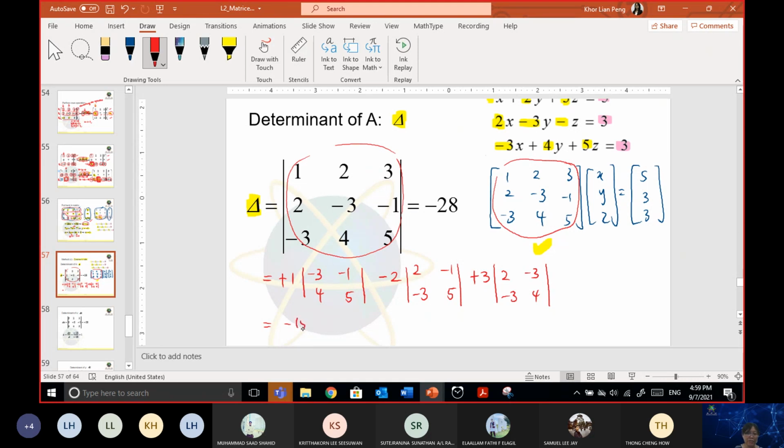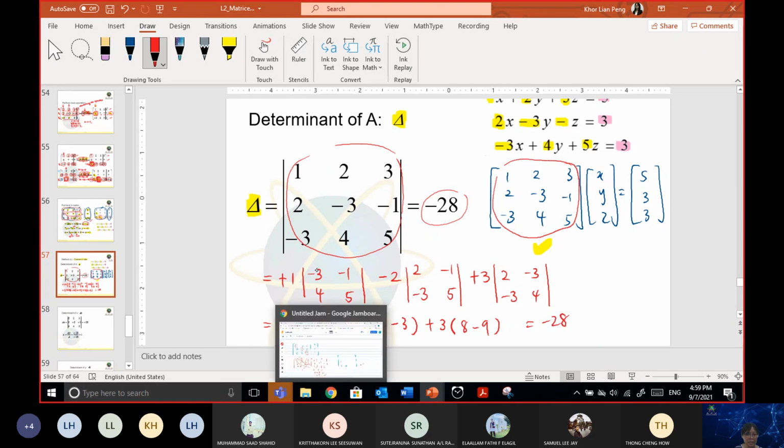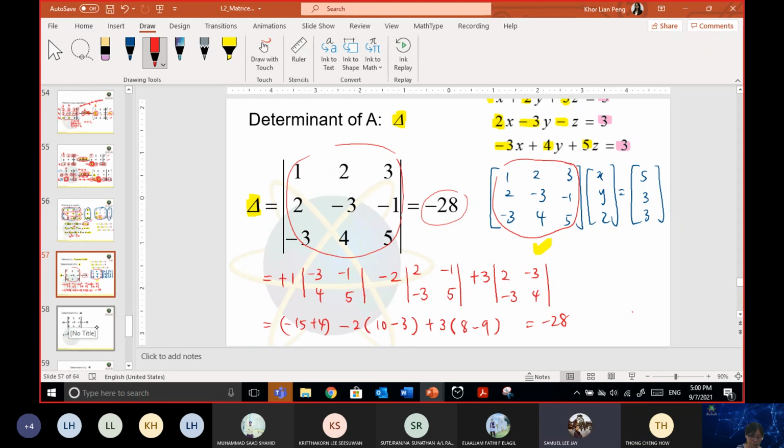So I have negative 15 plus 4, then minus 2 times 10 minus 3, plus 3 times 2 times 4, 8. Negative 3 times negative 3 is positive 9, so minus 9. We're using this to get negative 28. Do you understand the first step? Yes, miss.